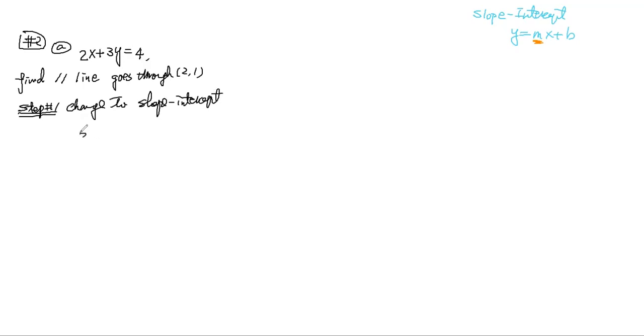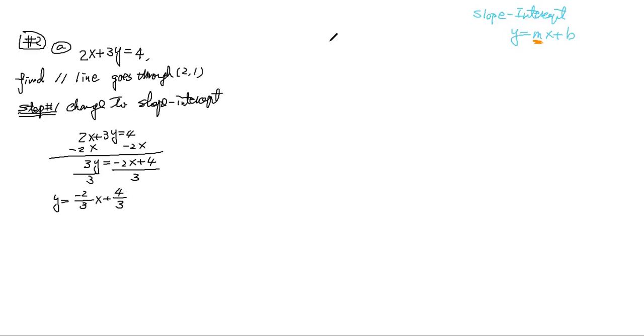So this is 2x plus 3y equal to 4. I subtract 2x from both sides, so I have 3y equal to negative 2x plus 4. Then I divide by 3. Be careful, the whole thing is divided by 3. So y is equal to negative 2/3 x plus 4/3. This is what we call the slope and intercept form, and this is your slope here.